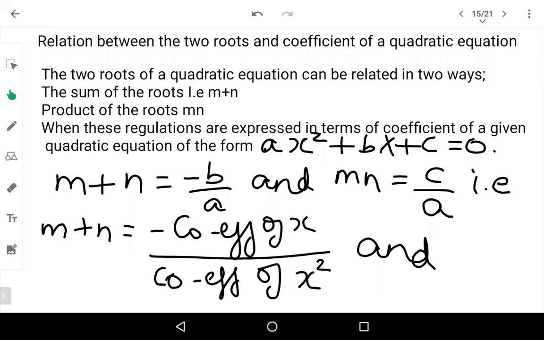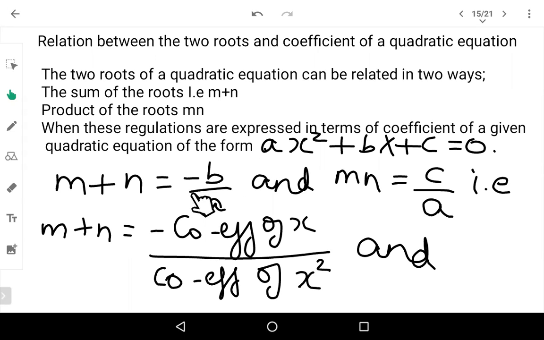Fine. So when these relations are expressed in terms of the coefficients of a given quadratic equation of the form ax square plus bx plus c is equal to 0, this is the quadratic equation form. The sum of roots, where m is one root and n is the other root, m plus n is nothing but minus b by a. What is minus b and what is a? Here b is the coefficient and a is also a coefficient.